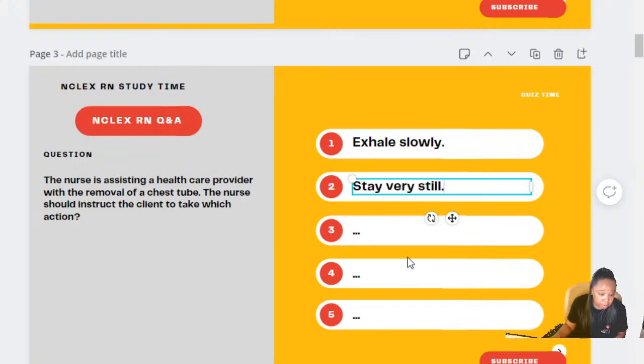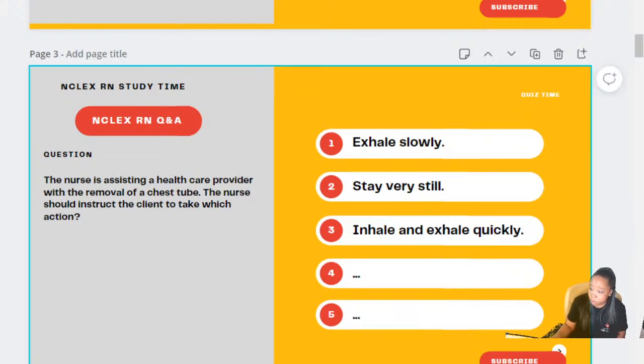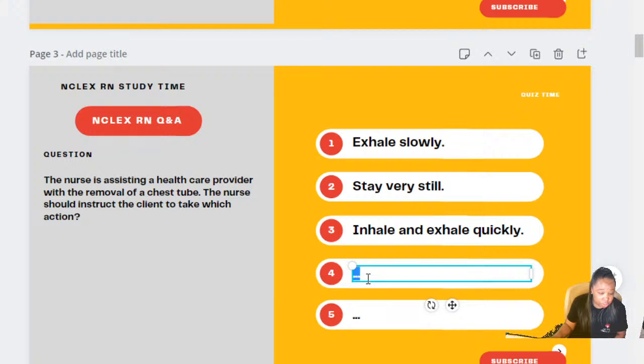The second one says stay very still. Will you ask the patient to stay very still? We'll see. Let's see the next one, and so we can decide. The third one says inhale and exhale quickly. Are you going to ask the patient to do it that way? And this is the last one. The last one says perform a Valsalva maneuver. You know what a Valsalva maneuver is, guys? It's when you ask the patient to bear down and then hold and push like this.